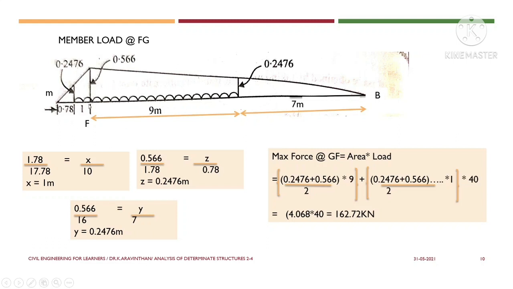So this is one ordinate, and the other ordinate you can find by using the same ratio. That is, for 16 meter you got 0.566, and for 7 meter what is the ordinate? So it is taken as Y, and you found that it is 0.2476. So this is the next ordinate value, and after getting that, substitute in the same way as you have substituted earlier. So the formula is area into load. After substituting that, you will be getting the value of 162.72 kilonewton. So this is the force which is acting at the right hand side.